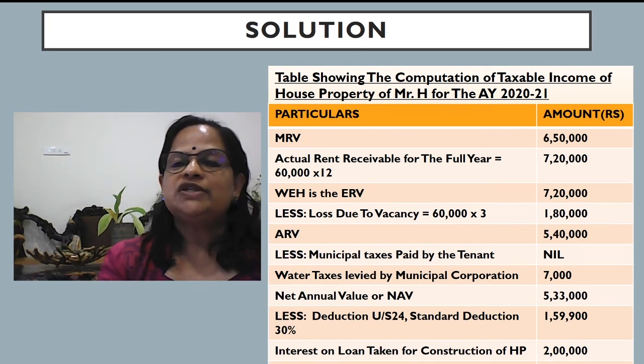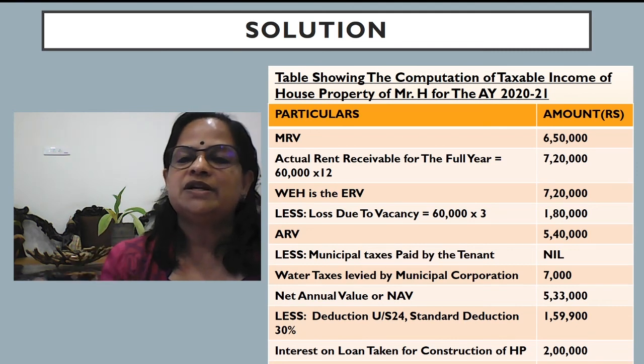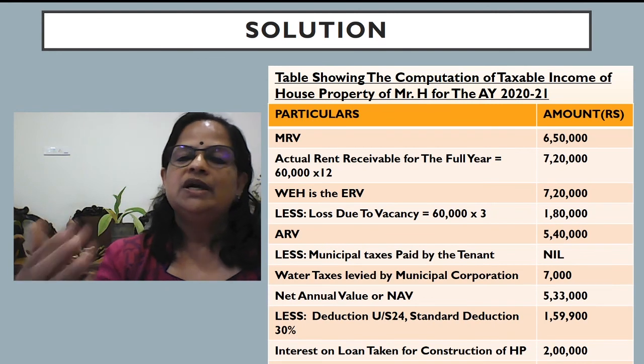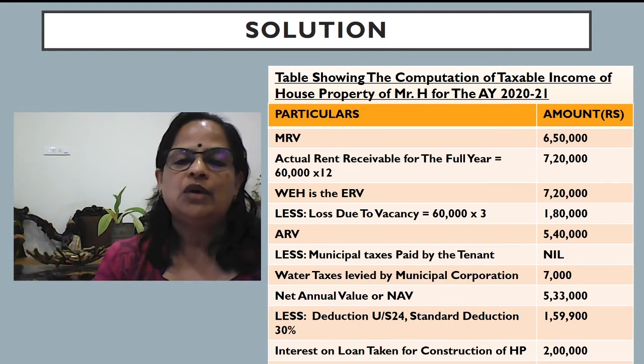municipal rental value 6,50,000. Actual rent receivable for the full year 7,20,000, 60,000 into 12. Whichever is higher will be the expected rental value. Now, loss due to vacancy 60,000 into 3, 1,80,000. Annual rental value 5,40,000. Less municipal taxes you have to reduce, and what it is nil. So, water taxes I told you it's allowed. Net annual value will get 5,33,000.